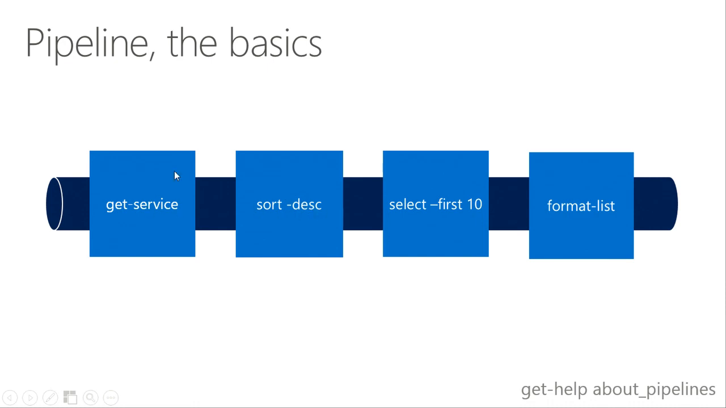So what happens here on the pipe every time we run, so Get-Service will be actually running. It'll output an object. Sort will take that as an input object and then output it. Once it's sorted, it'll then go to a select and so on until the Format-List.